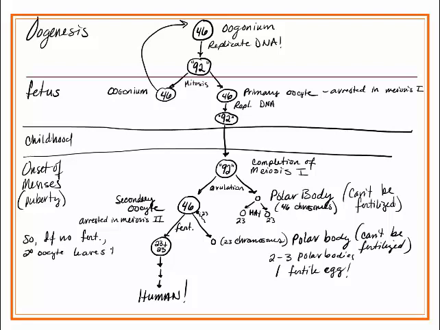So if no fertilization, the secondary oocyte leaves the body in menses, arrested in meiosis II.